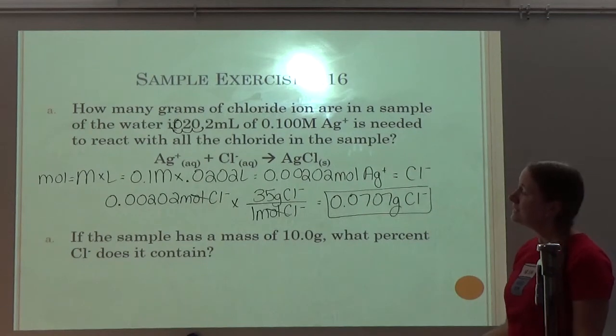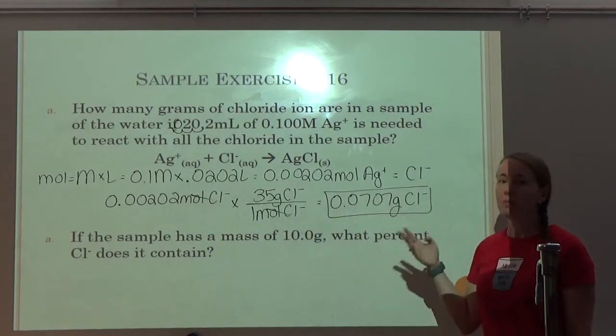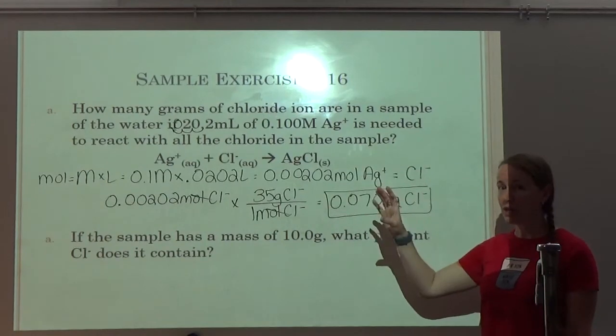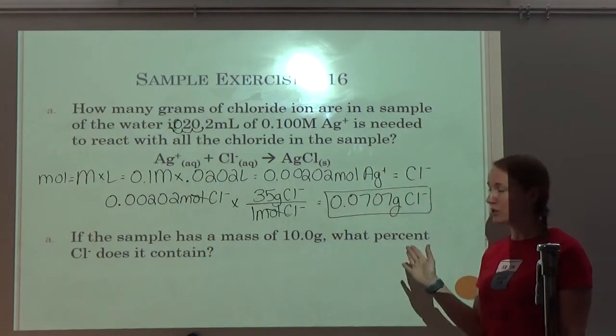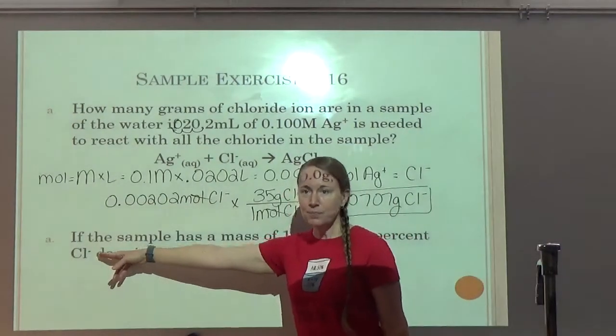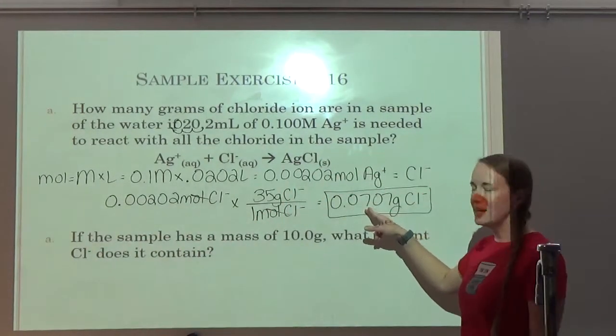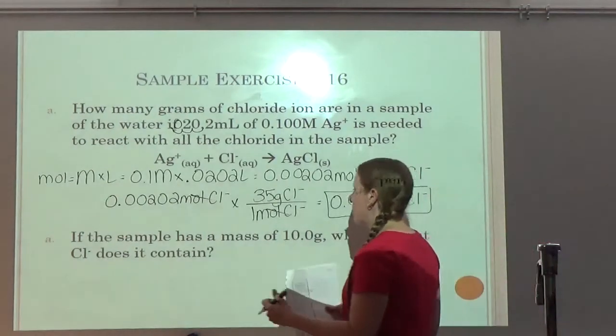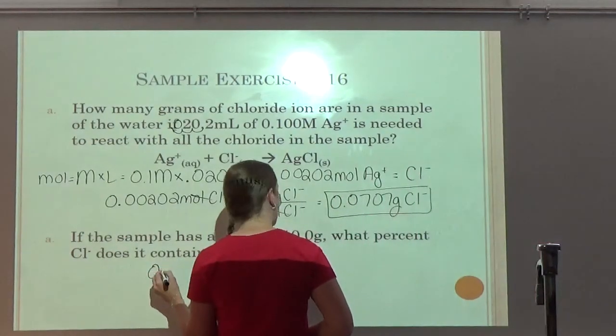Then it says, if the sample has a mass of 10 grams, what percent of the chloride ion does it contain? So don't let something like this throw you off. A percentage is a part per the whole thing times 100. So what part am I talking about? I'm talking about chloride ion. Do I know how much chloride ion? Yes, I just calculated it. So my part is my chloride ion.